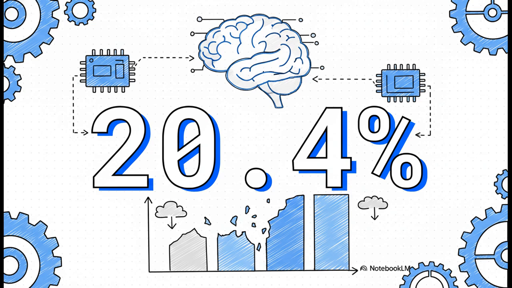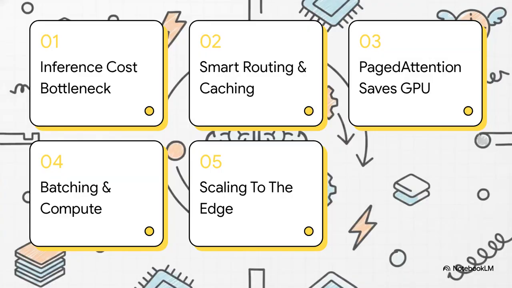Okay, imagine buying a massive, wildly expensive GPU, only to realize that a dismal 20.4% of its memory is actually doing any work. The rest is just completely wasted by older, naive deployment systems. Absolutely brutal, right? To fix these massive inefficiencies, we're going to journey down what I like to call the LLM efficiency stack. Our agenda today: the inference cost bottleneck, smart routing and caching, how PagedAttention saves GPU memory, batching and disaggregated compute, and finally, scaling LLMs to the edge.